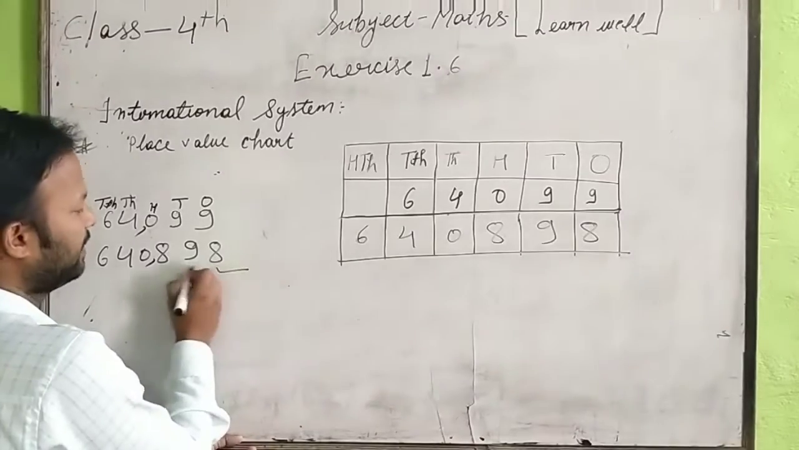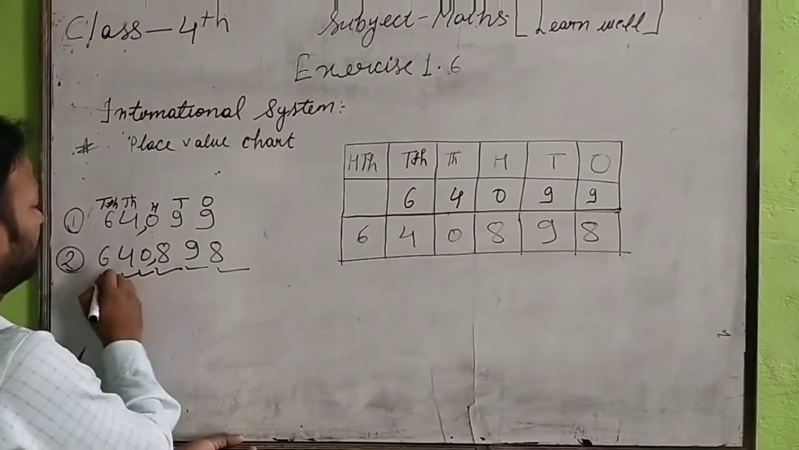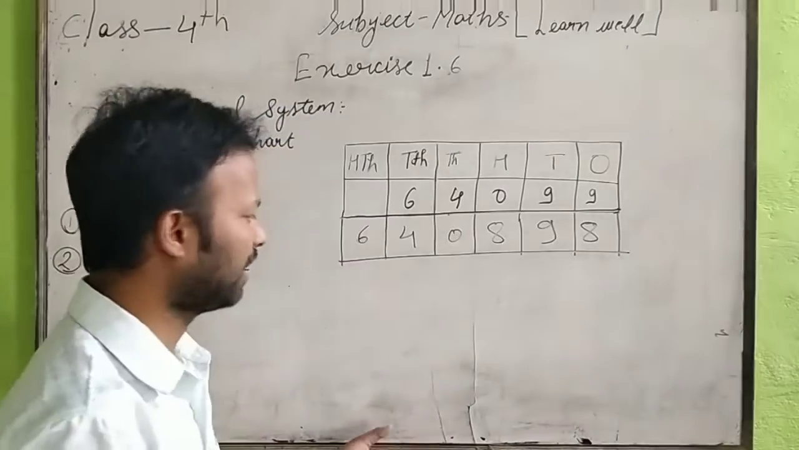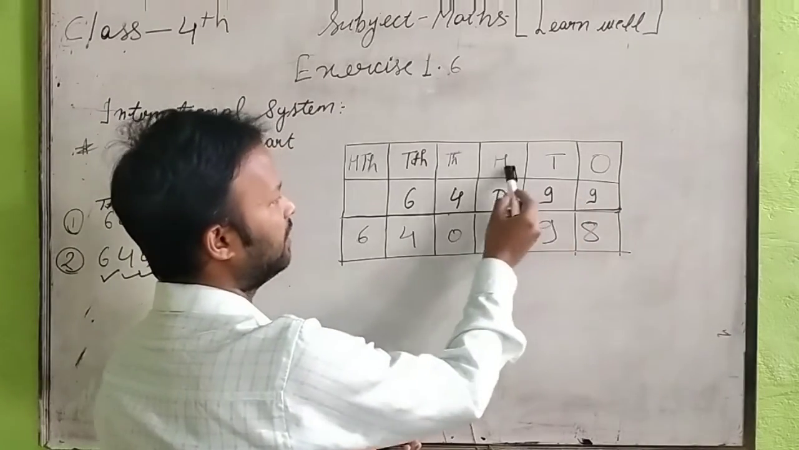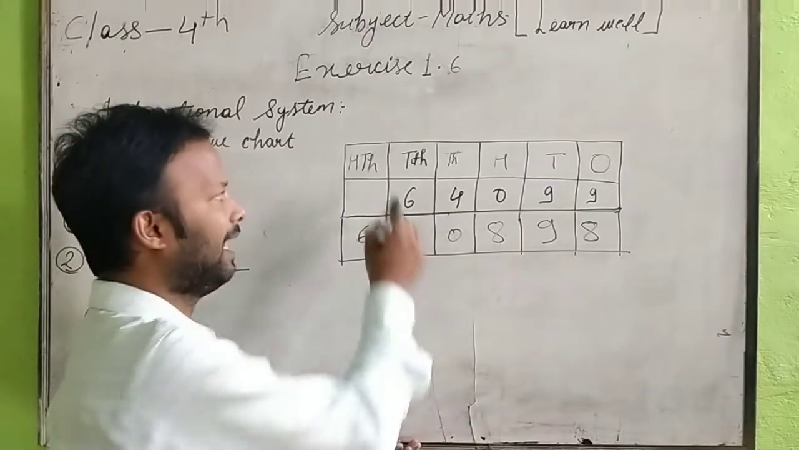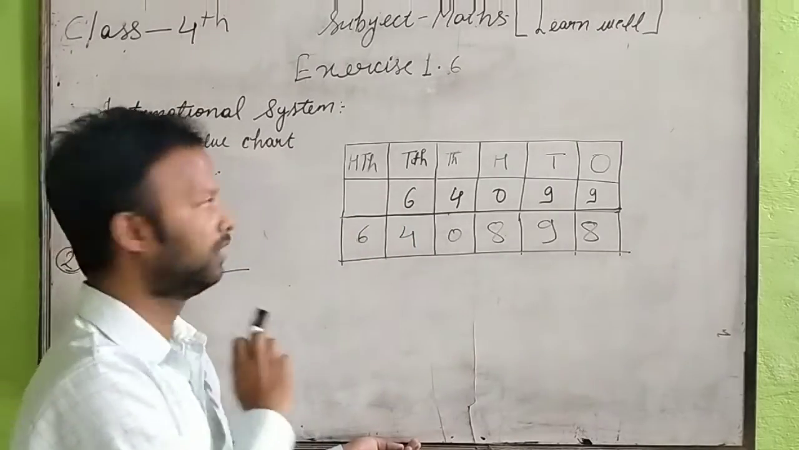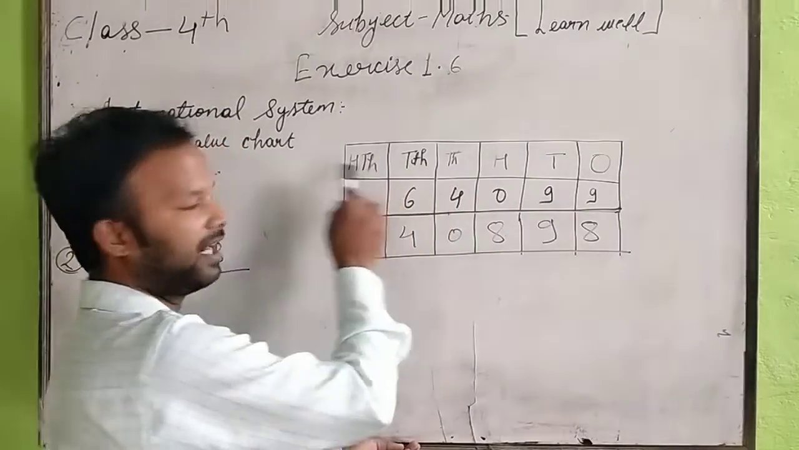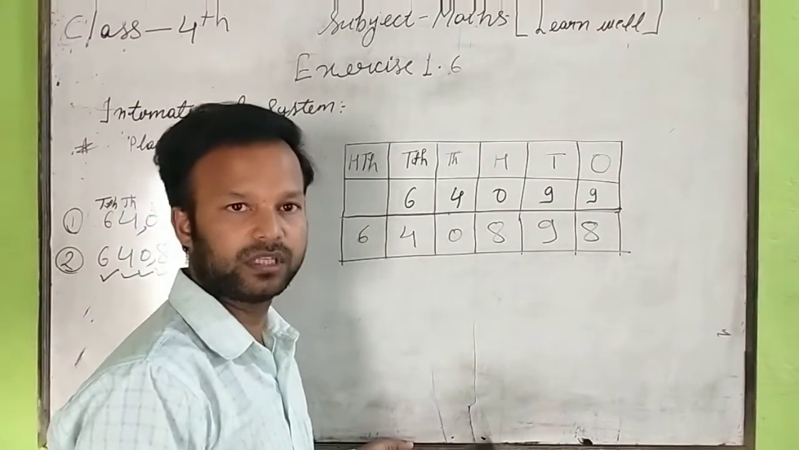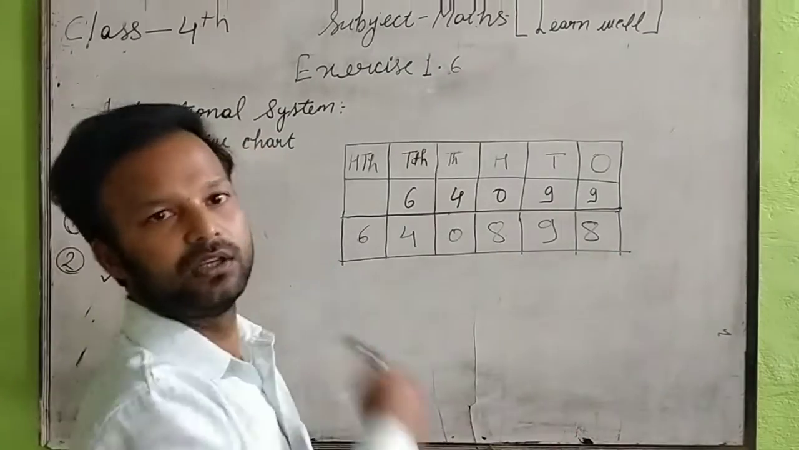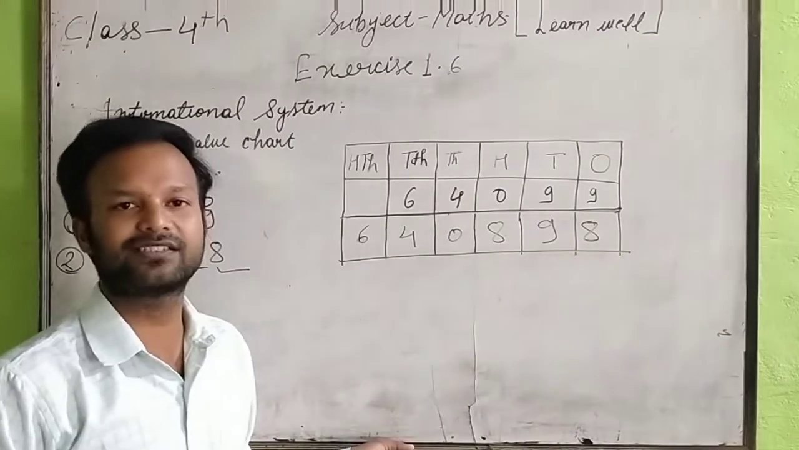Similarly the second one is 640898. 8 is ones, then tens, hundreds, thousands, ten thousands and hundred thousands. Now how do we read it? The question raised is how we read it. You can arrange it in the place value chart. In the Indian system we write lakh in place of hundred thousands, then 10 lakh, then crore. In the international system, after hundred thousands comes million, then 10 million, then billion, then trillion. Like this we go on according to the international system.